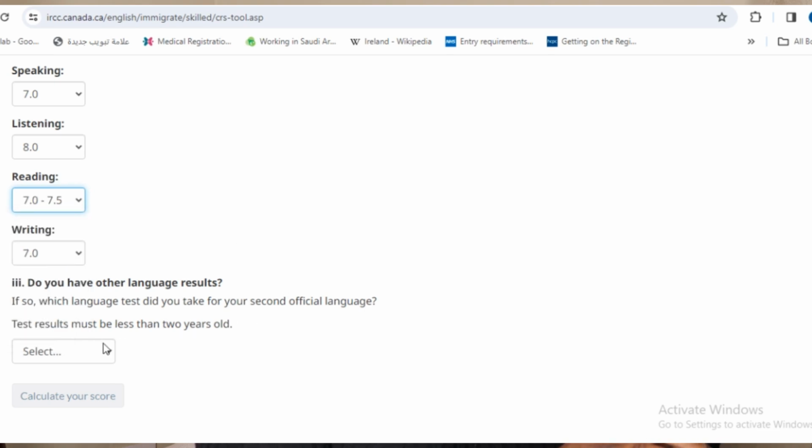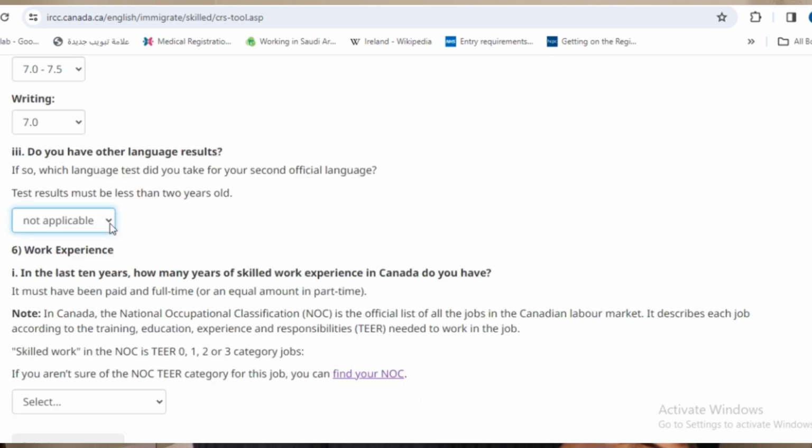Do you have other language results? If yes, you say yes. If no, not applicable. So do you have other language results? No, I said no. Work experience in the last 10 years.